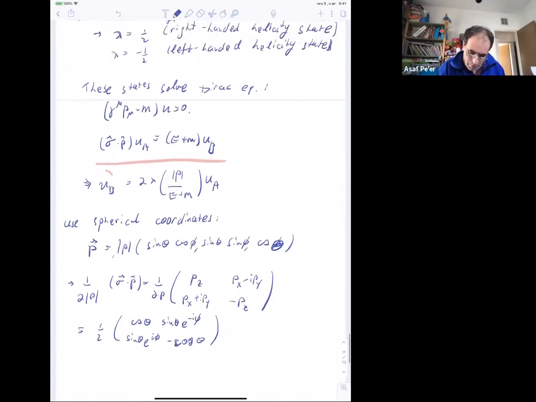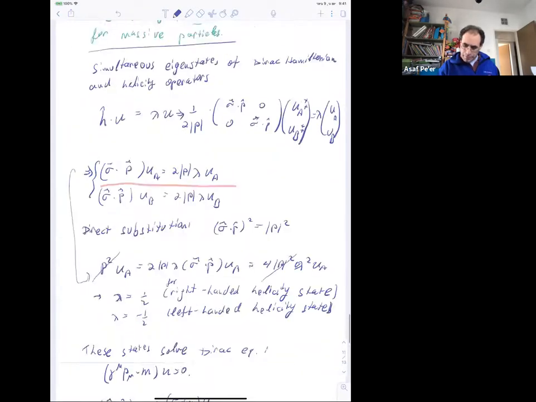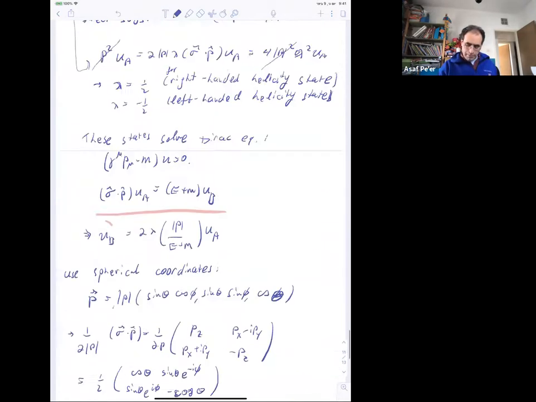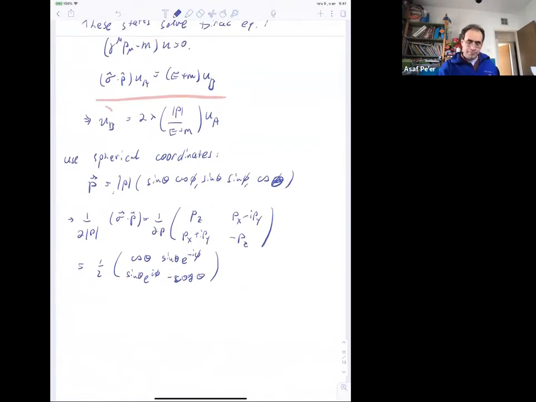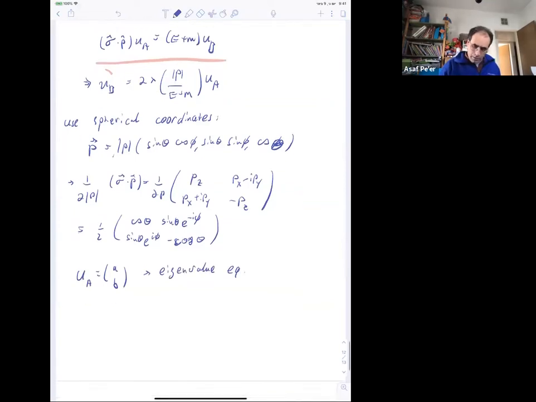Okay. Remember, u_a has 2 components and u_b has 2 components, and the 2 components of u_b are linearly proportional to u_a. So if I write down u_a as (A, B), the eigenvalue equation becomes the matrix with cosine theta, sine theta e to the minus i phi, sine theta e to the i phi, minus cosine theta, acting on (A, B), equal to 2 lambda (A, B).